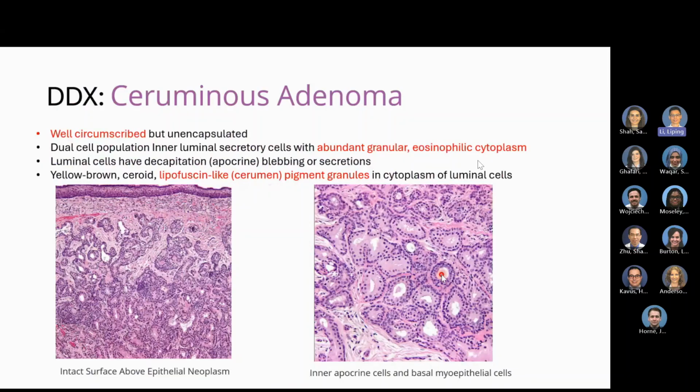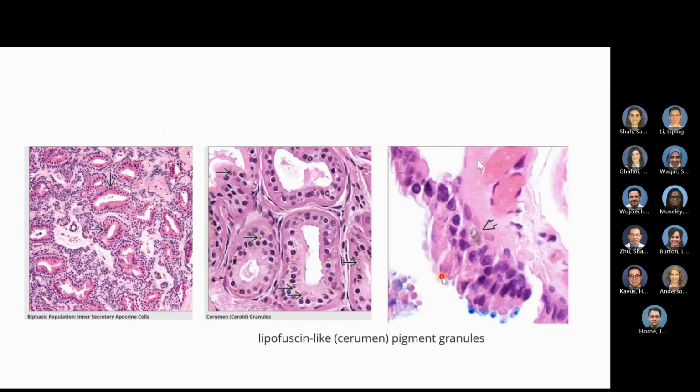And then the luminal cell can have some secretory material like decapitation-like apocrine differentiation. So here we can see this eosinophilic apocrine differentiation cell, and then luminal cell, with the myoepithelial cell, two cell layers. And this is the one I want to highlight for this category. This is the cerumen granule. That's just lipofuscin-like. So in the benign category, if you find this, you will think this is definitely benign. But in the adenocarcinoma, you won't find this lipofuscin-like pigment like here.